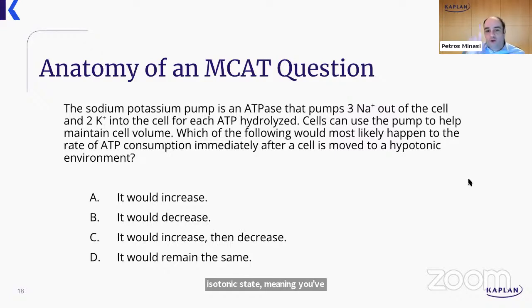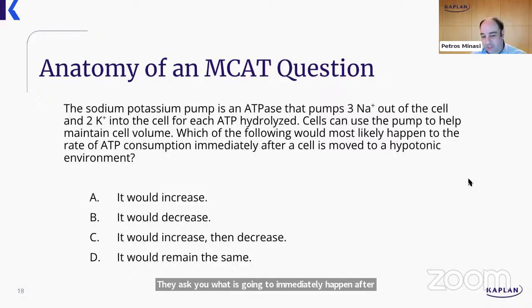So there's going to be an increase as far as the consumption of ATP is concerned, because it's going to be pumping more. Once you get to that isotonic state, then it can drop back down, right? It can say, okay, I've gone up, and now I can go back down. So your prediction may be that it's answer choice C, that it would increase and then it would decrease. However, and this is where the MCAT tries to trip you up, they didn't ask you what will eventually happen. They asked you what is going to immediately happen after the cell is moved to the hypotonic environment.